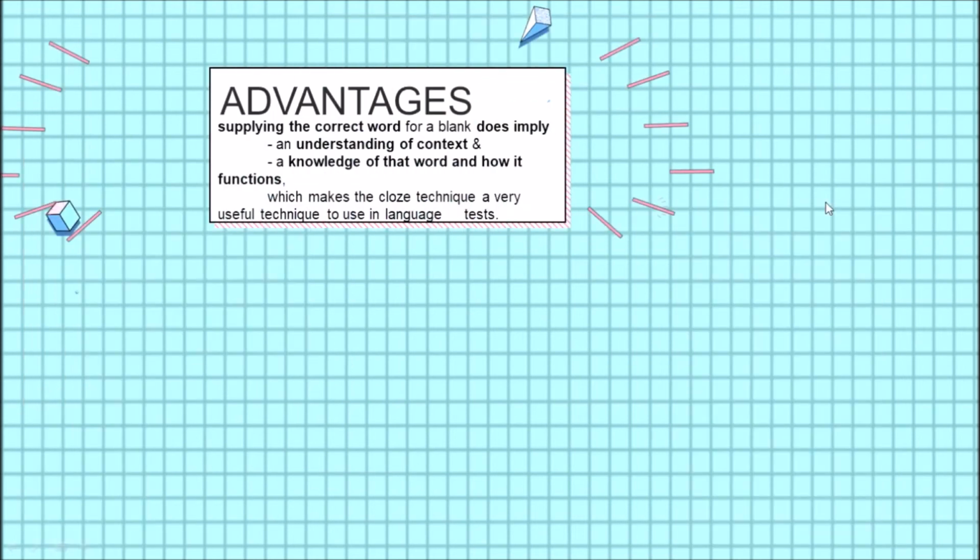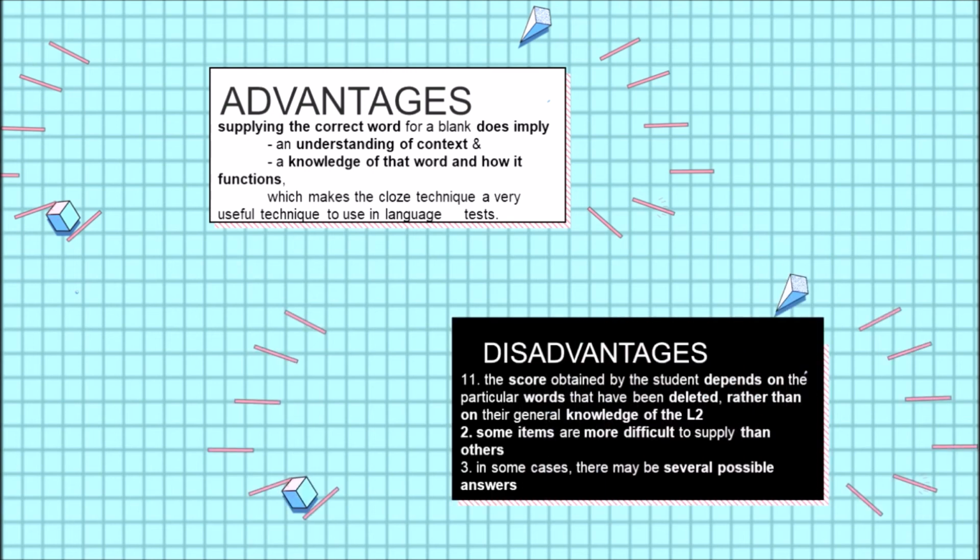The advantage of this question is that applying the correct word for a blank does imply an understanding of context and a knowledge of the word and how it functions. This makes the cloze technique a very useful technique to use in language tests. The disadvantage of this question: the score obtained by the student depends on the particular words that have been deleted, rather than on their general knowledge of the L2.